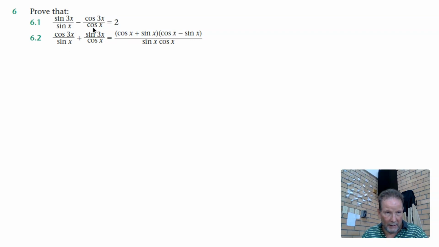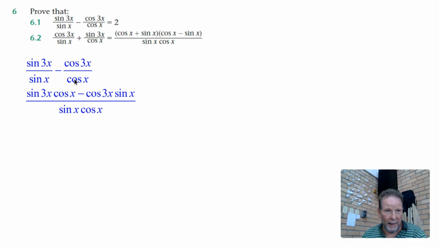If you go sine x times cos x, you get a common denominator and then cross multiply. So you're trying to combine this. You'll get cos x times sine 3x, and you'll get sine x times cos 3x. Hey, that looks like one of our identities. Sine cos minus cos sine. That's the cos of 3x minus x.